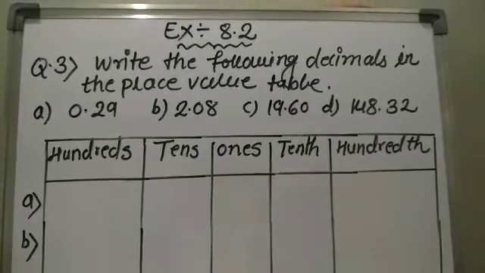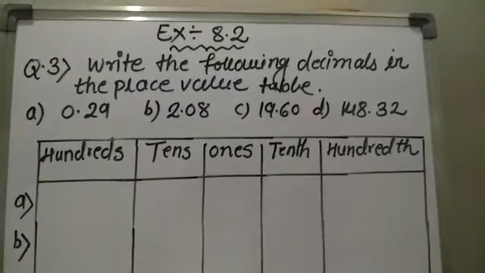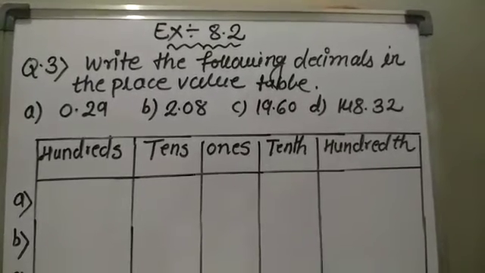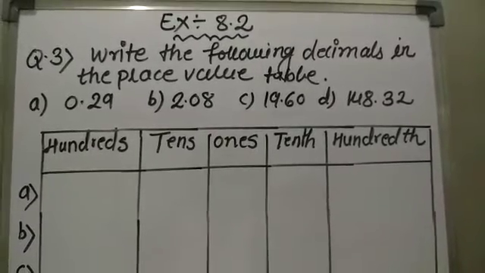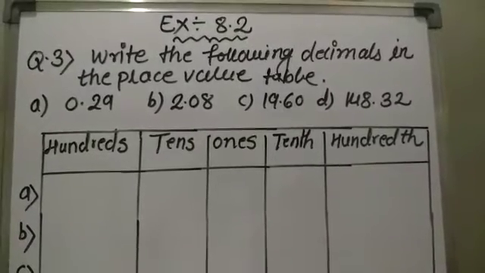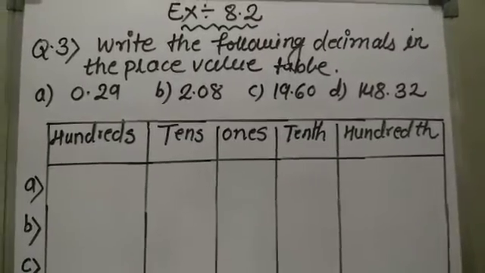Students, now let's discuss question number 3 of exercise 8.2. Write the following decimals in the place value table. Children, here you can see some decimal numbers are given to you and we are asked to write them in a place value table. Here you can see one place value table.